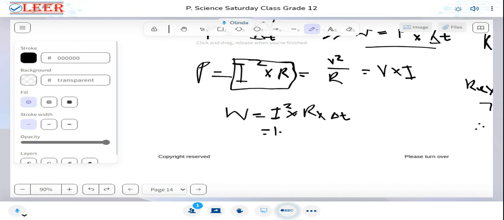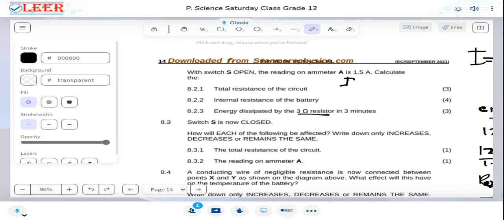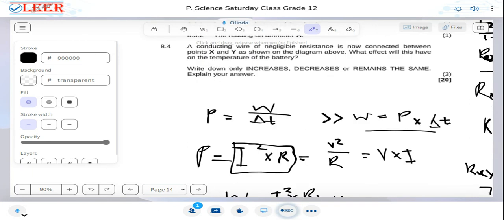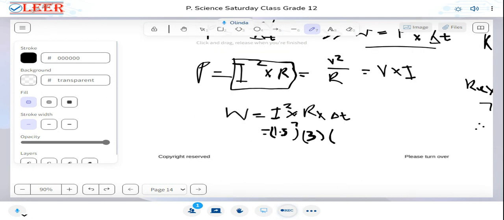I squared is 1.5 squared. R is 3 because we're looking for the energy dissipated by the 3 ohm resistor. They're saying 3 minutes, but we know that we're working with seconds in physics, so we say 3 times 60. And your answer is equal to 1215. And what unit is work?